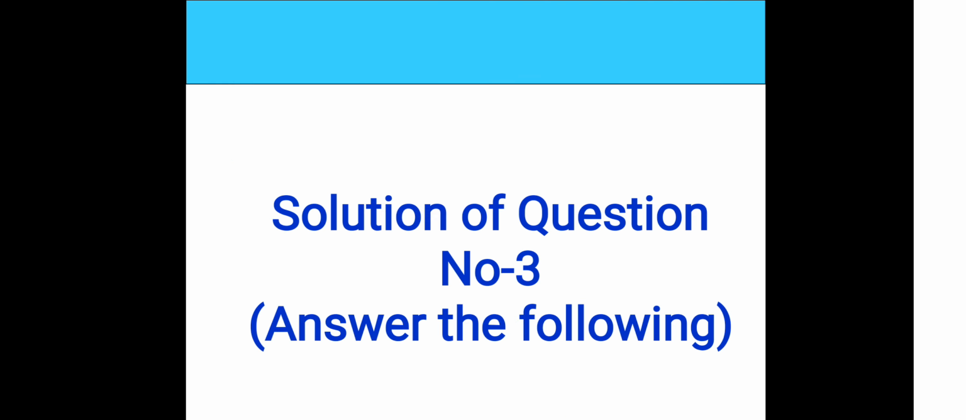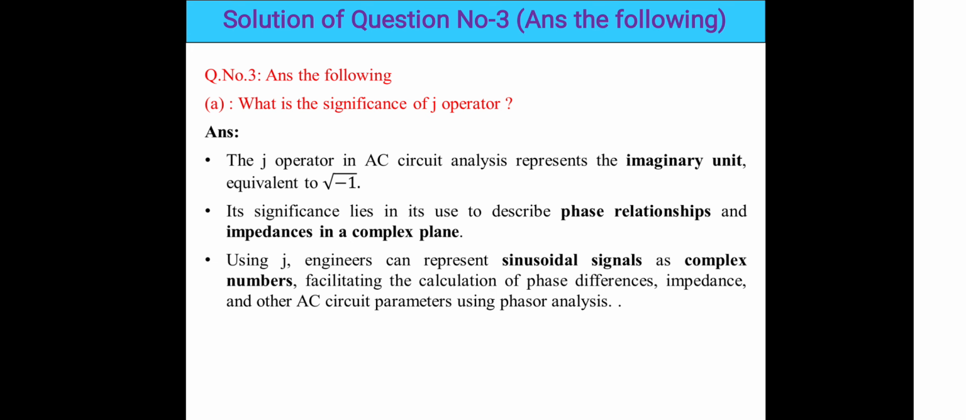Okay, next is solution of questions. Answer the following. So first is, what is the significance of the J operator? We already know that the J operator in AC circuit analysis represents the imaginary unit, that is equal to root over -1. Its significance lies in that it is used to describe phasor relationships and impedance in a complex plane.